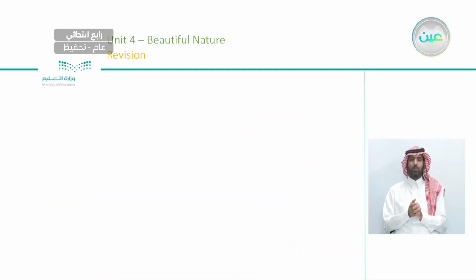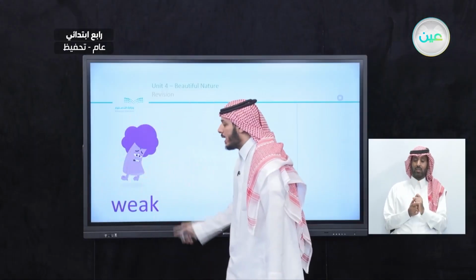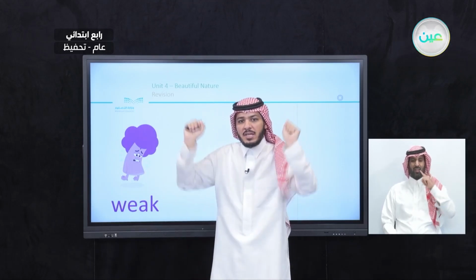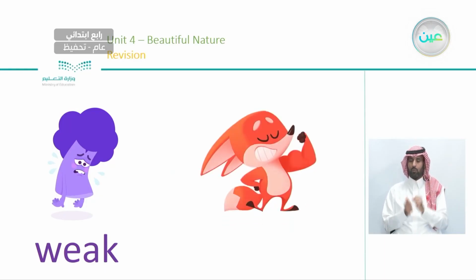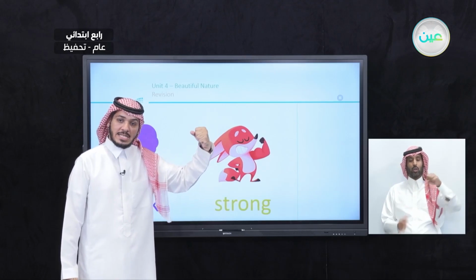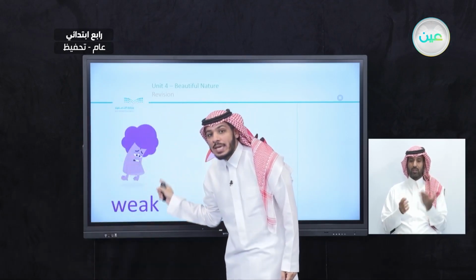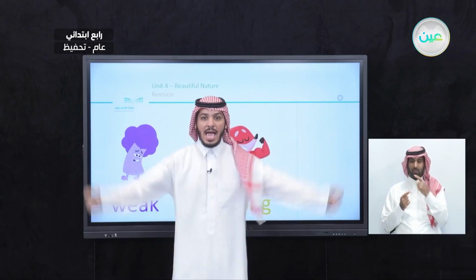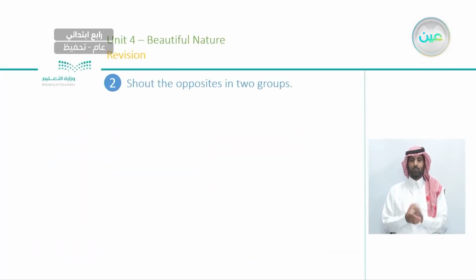After that, we have this man, and he's what? He's weak. He can't handle or carry something. And we have this man, and he's what? Strong. Excellent. So we have strong here, and the opposite is weak. Weak and strong. Excellent.